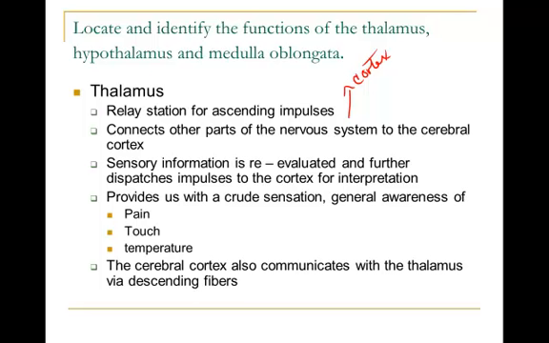So the cerebral cortex communicates as well to the thalamus, descending as well. So bringing sensory information up and also sending it down. So the thalamus is a place where information stops, either going up or down, and gets reanalyzed.